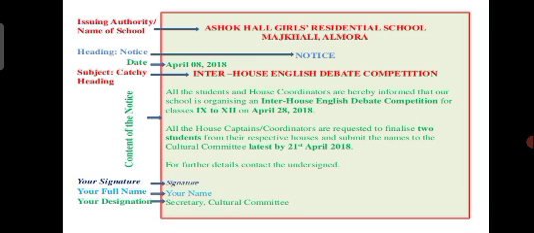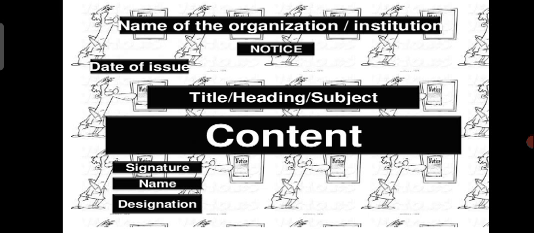And the person who issues the notice, his or her signature, his or her full name, and if there is a designation or post, that should also be written. So it's a very easy notice writing. Name of the organization or institution, or name of the school, notice, date of issue, heading, content, signature, name, and designation.